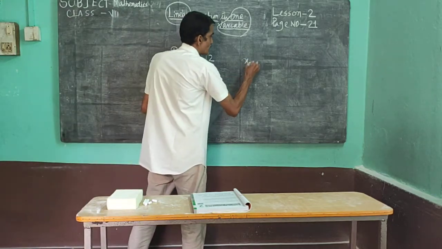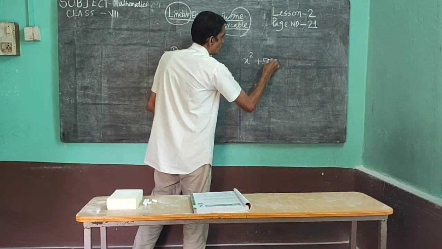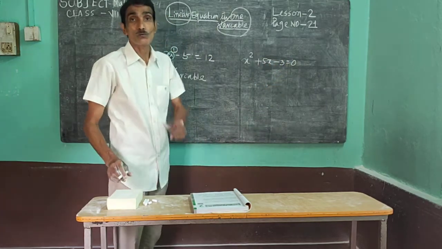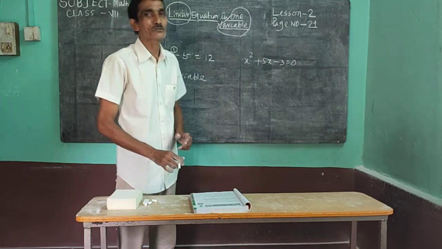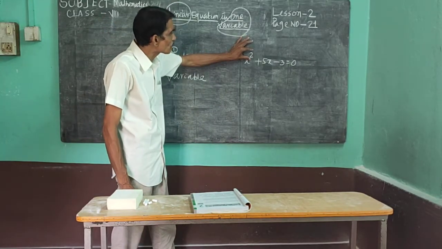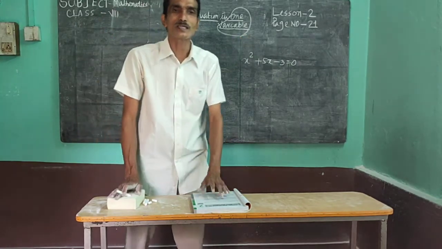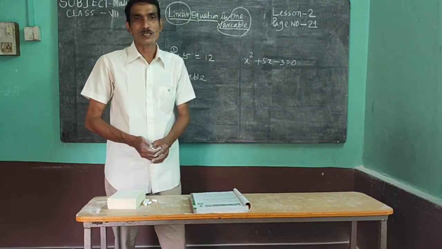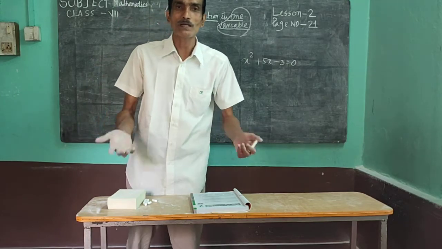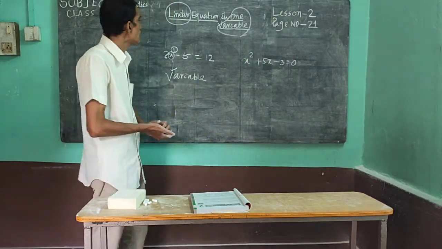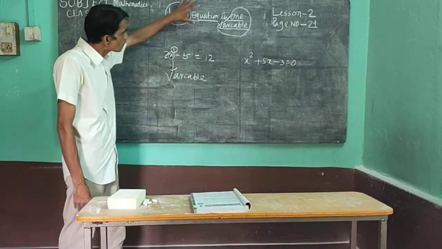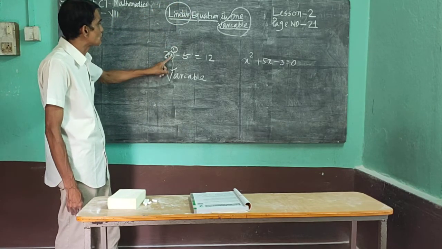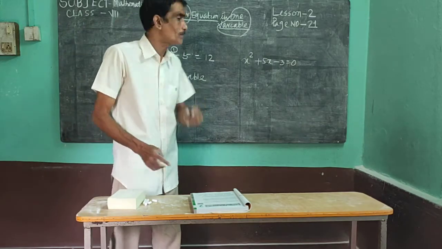If we write x square plus 5x minus 3 equal to 0, this is called a quadratic equation, because the degree of the power is 2. And whose degree of the power is 3? Cubic. Degree of the power 4 is biquadratic, like this. But we should know only about the linear equation whose degree of the power is 1 and which has only one variable.